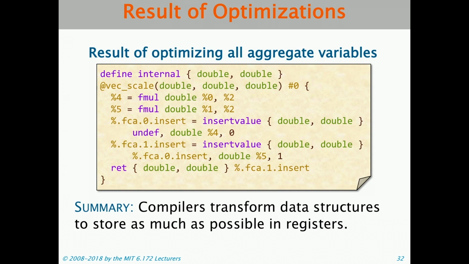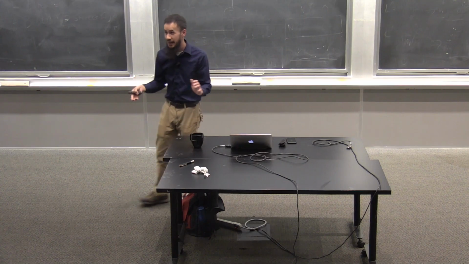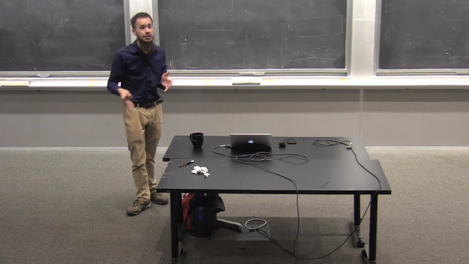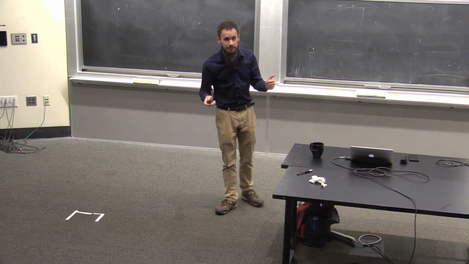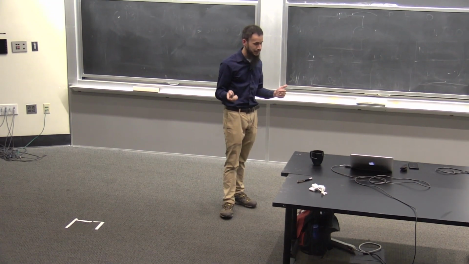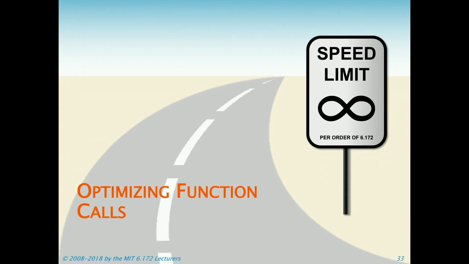ultimately return that value. So in summary, the compiler works hard to transform data structures and scalar values to store as much as it possibly can purely within registers and avoid using any local storage if possible. Everyone good with that so far? Cool. Let's move on to another optimization.